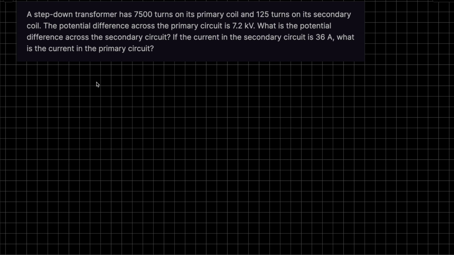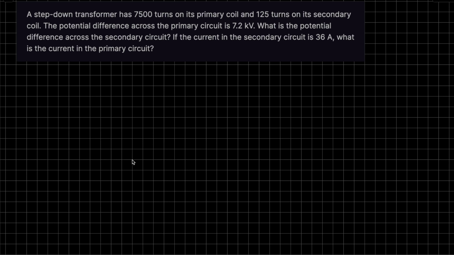Let's solve a problem now. A step-down transformer has 7,500 turns on its primary coil and 125 turns on its secondary coil. The potential difference across the primary circuit is 7.2 kilovolt. What is the potential difference across the secondary circuit? If the current in the secondary circuit is 36 ohms, what is the current in the primary circuit?